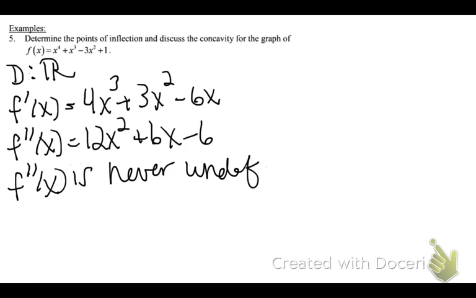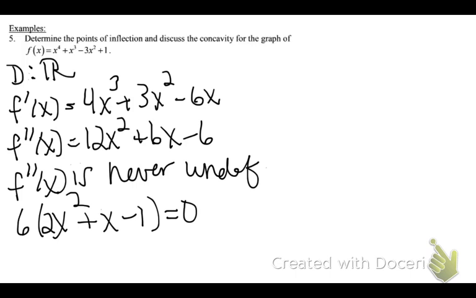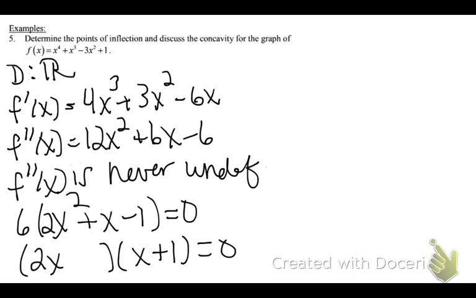And then we want to see where it equals 0. So if you notice, we can factor a 6 out of this and get x squared plus, 2x squared plus x minus 1 and set that equal to 0. Just divide off the 6 and then we can factor the 2x squared plus x minus 1. That will factor into (2x)(x) equals 0. That will be a plus 1 and a minus 1.